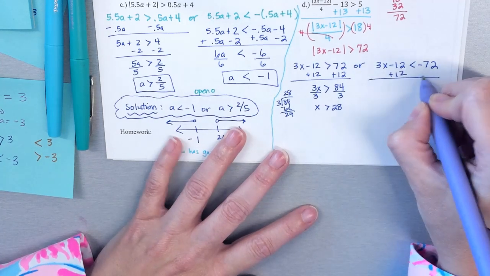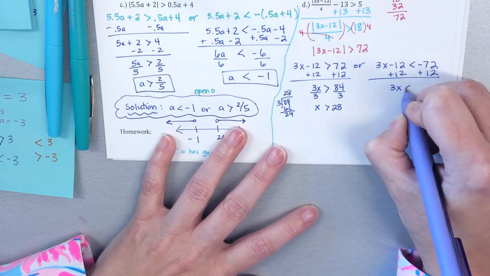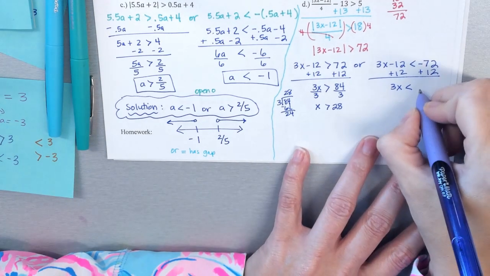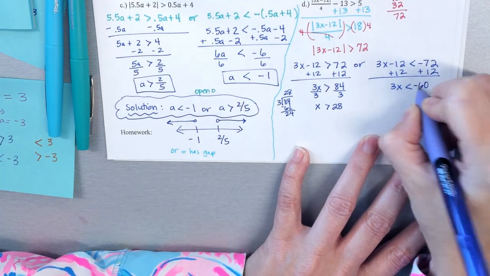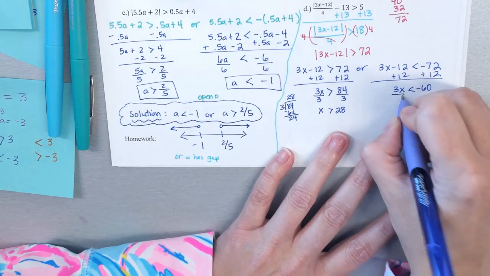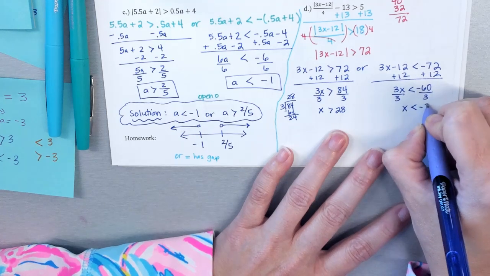Okay, now how do you guys feel about adding the negatives and positives? Are you pretty confident in your abilities? You can always just subtract, right? What's 72 minus 12? 72 minus 12 is 60, and then because 72 is bigger, you just make it negative. This one's nice and easy for us. So you have x is less than negative 20.